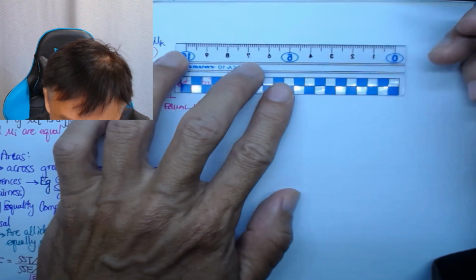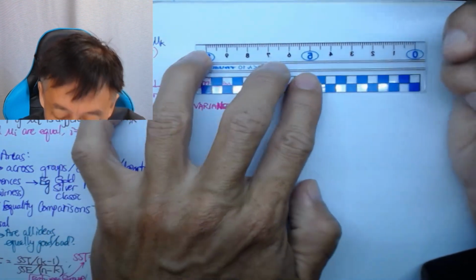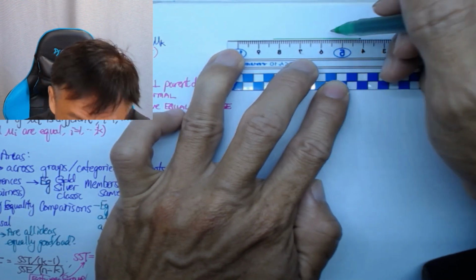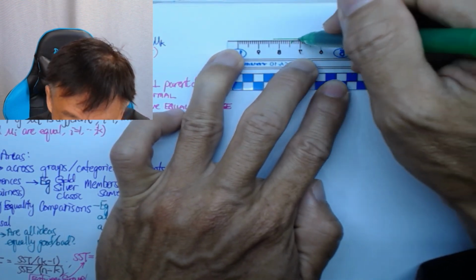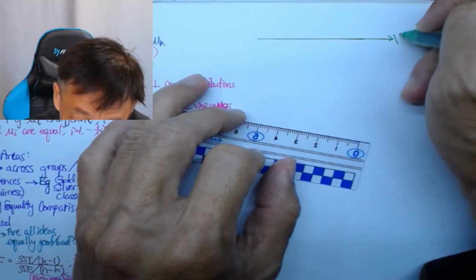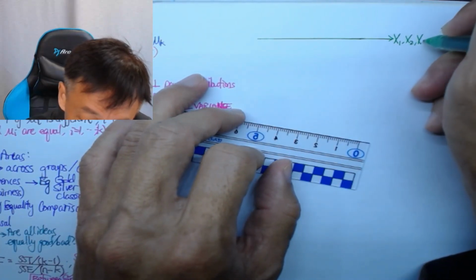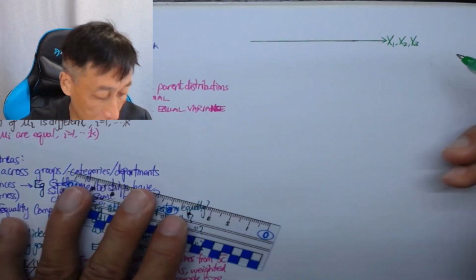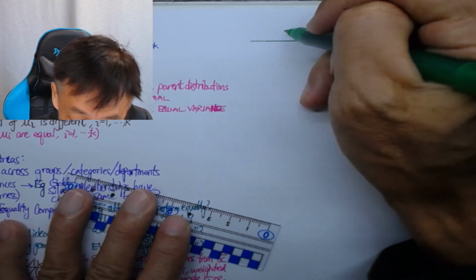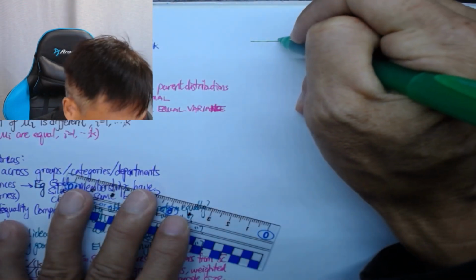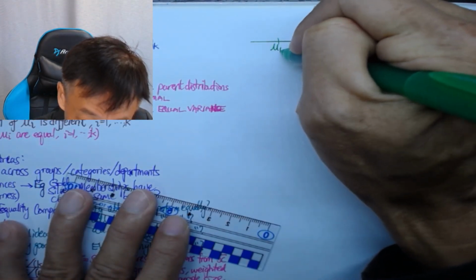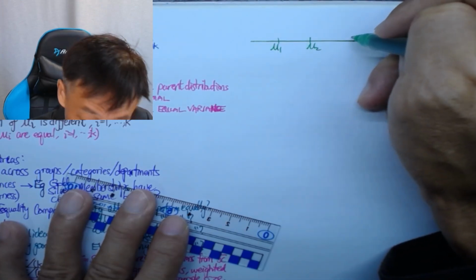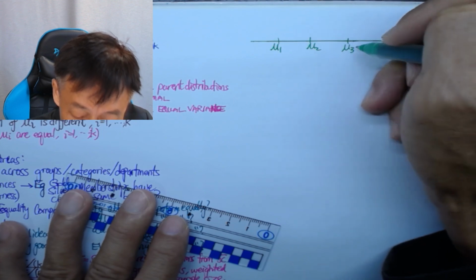So maybe the populations should be here. We have three populations: x1, x2, x3. And if you have more, then more, right? So I'm just going to stop at 3 here. And the idea is they are having sort of like a mu1, mu2, mu3, right? So mu1, mu2, and mu3. Now, not necessarily equally spaced.